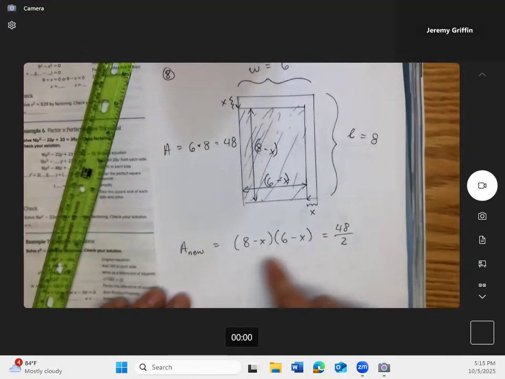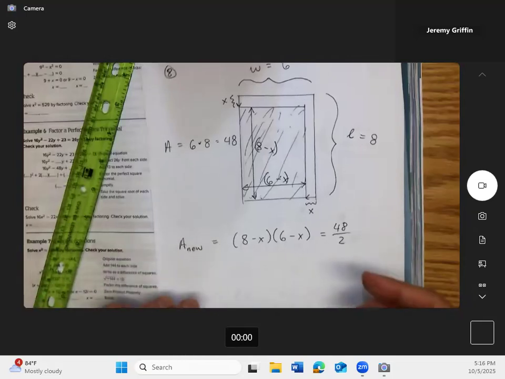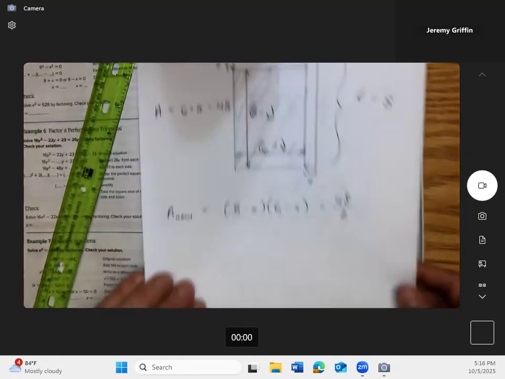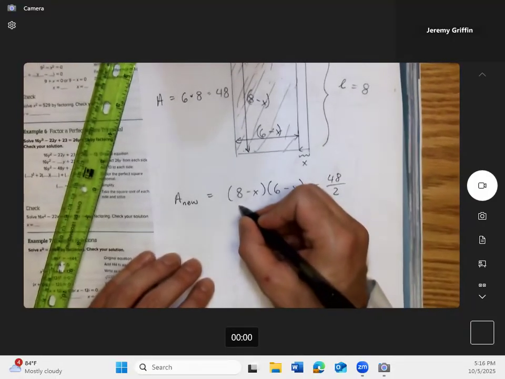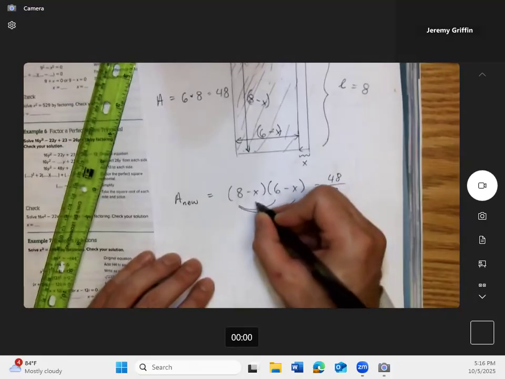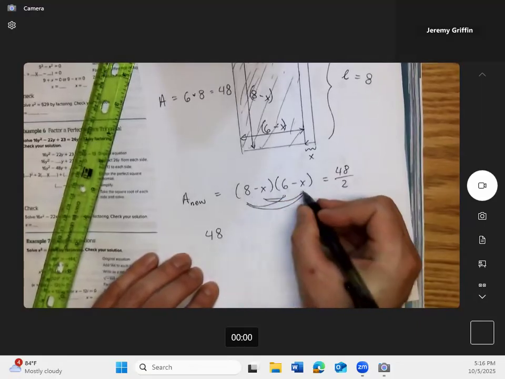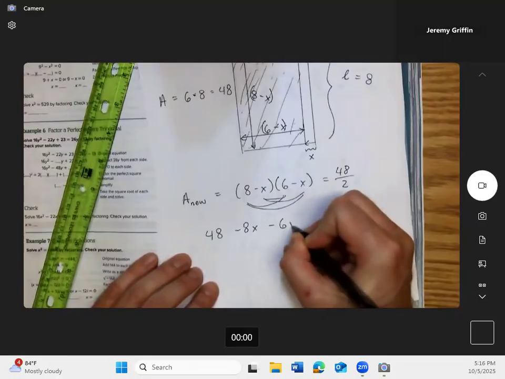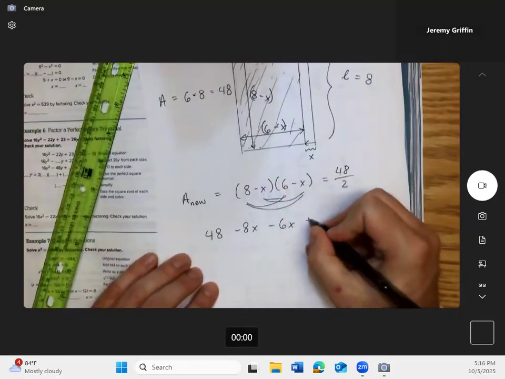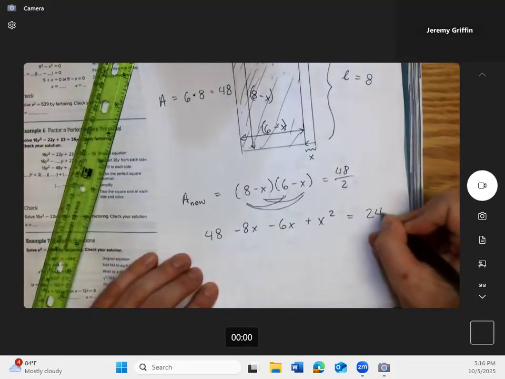All right, so here's what I do: I'm going to FOIL this out and then subtract this over, and then sort of unfoil it by factoring. That's what factoring is, right? So we'll do a FOIL, subtract, and then factor. First, outside, inside, last. So 6 times 8 is 48, minus 8x minus 6x, and then negative x times negative x is plus x squared. This is all equal to 48 over 2, which is 24.